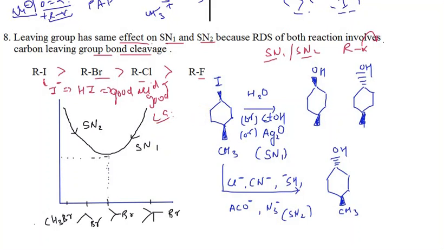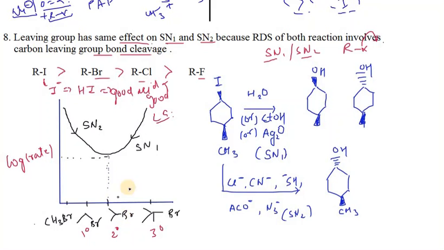So now if we talk about log of rate versus different degrees of alkyl halide: this is methyl, this is 1 degree, this is 2 degree, and this is 3 degree. Now if the substrate is given, the nucleophile is given, and the base is given, how could we predict whether the reaction will proceed through the SN1 or SN2 mechanism?